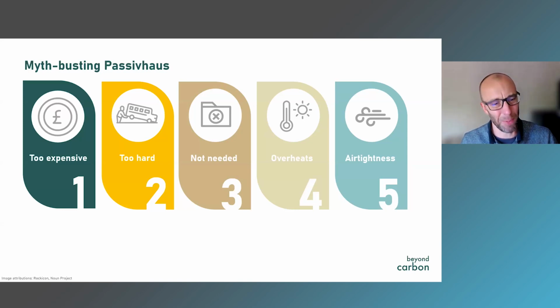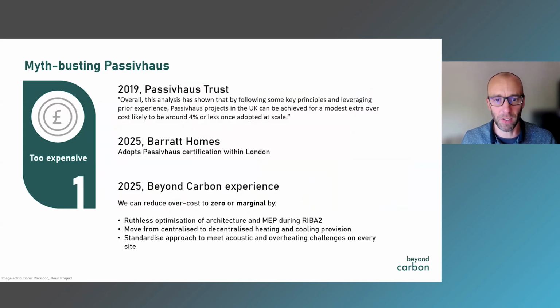Now, we kind of covered this already, but I'll just briefly give you our view on this. You've seen already the data from the earlier Passive House Trust documents, and Sarah's told you about some stuff that's coming up this year as well. We would not be working with Barratt Homes to deliver all of their London projects to a certified Passive House if it was costing them 4% extra on their standard build cost. I wouldn't give away Barratt's commercially confidential information, but it really is very, very cost effective.